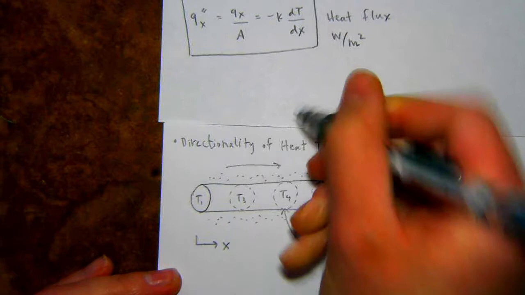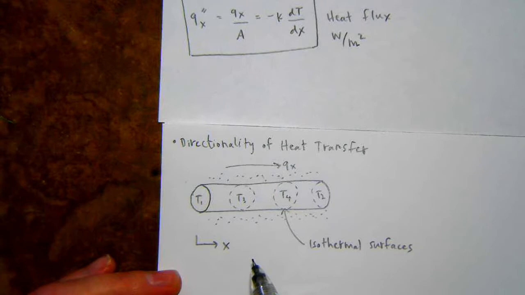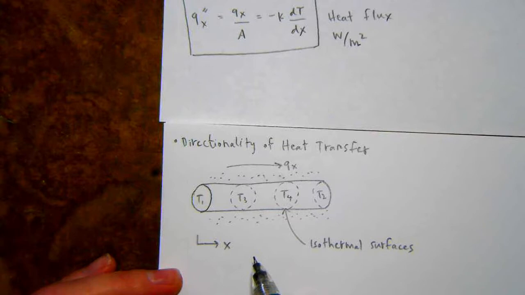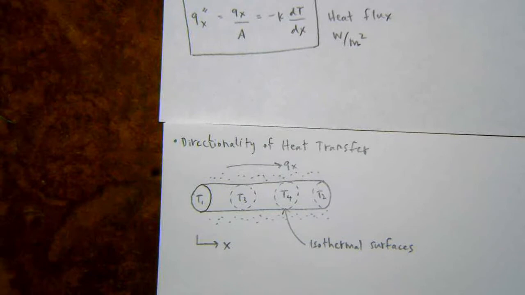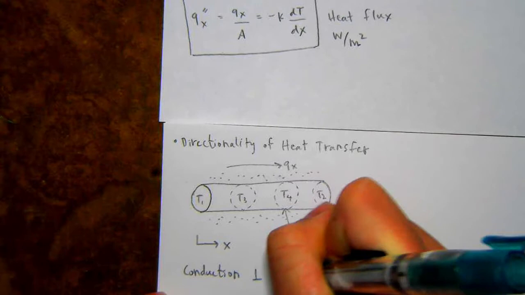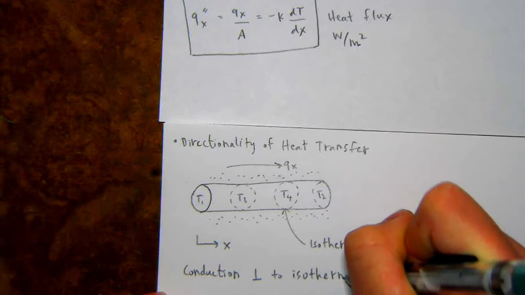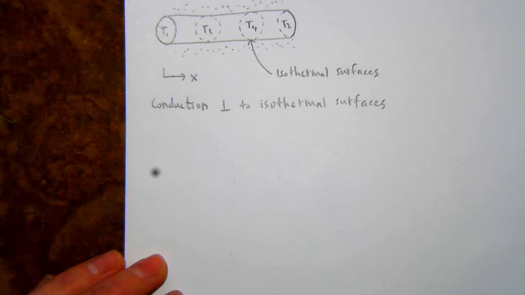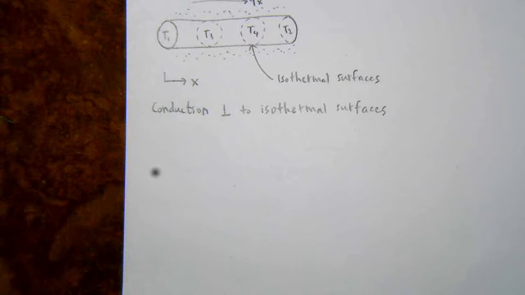So here we've got Q sub x. And because the temperature variation is axisymmetric and it's only varying in the x direction, we only have heat transfer in the x direction, and it's going to be perpendicular to these cross-sectional areas, the isothermal surfaces. So this is a really, let's write that out. Conduction perpendicular to isothermal surfaces. So this is a really simplified problem. Right, you've got kind of a perfect material. It's perfectly insulated on the lateral surface. But in reality, conduction is going to occur in all three directions, typically.